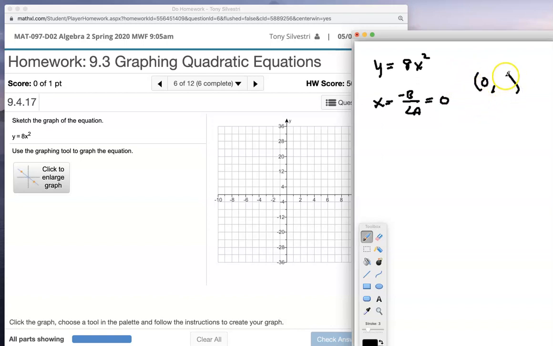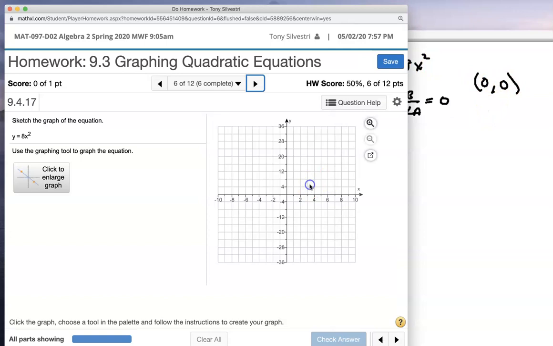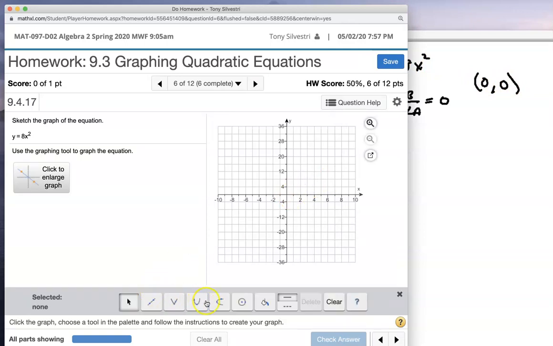X is 0. The corresponding y is also going to be 0 because when I plug in x is 0, 0 squared is 0 times 8 is 0. That's the vertex, 0, 0. Click on this. Click that. That's 1 point, 0, 0.